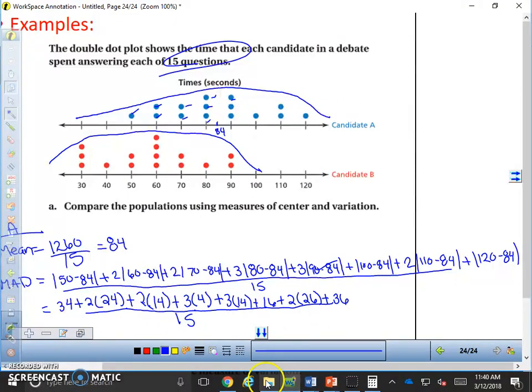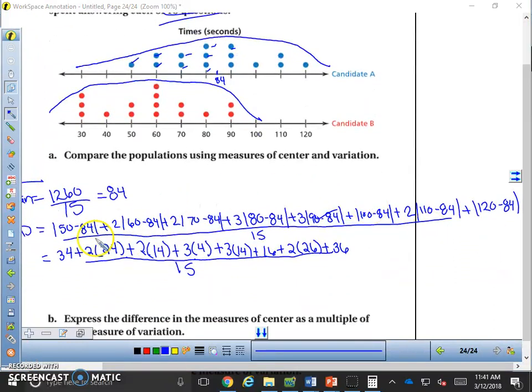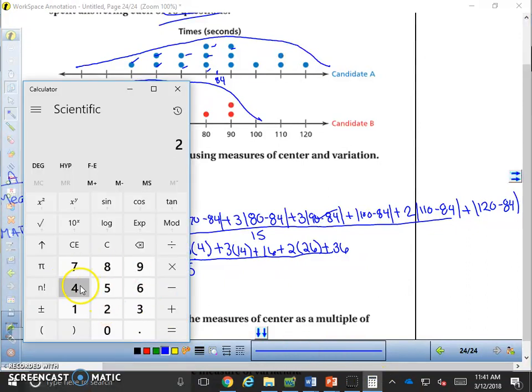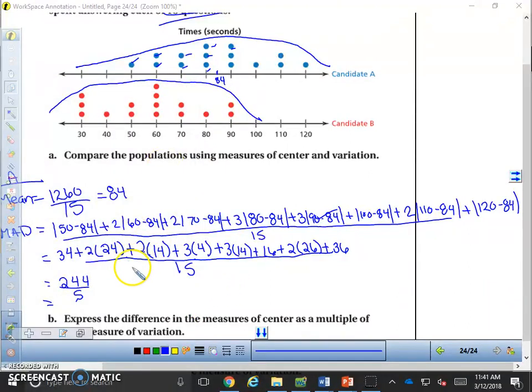All of this work is helping us from being biased. Okay, so we have to be using this work right here. Now, all of this multiplied and added together is 244 divided by 15, which is 16.6 repeating. Okay? 16.6 repeating. We're going to get to what that means.